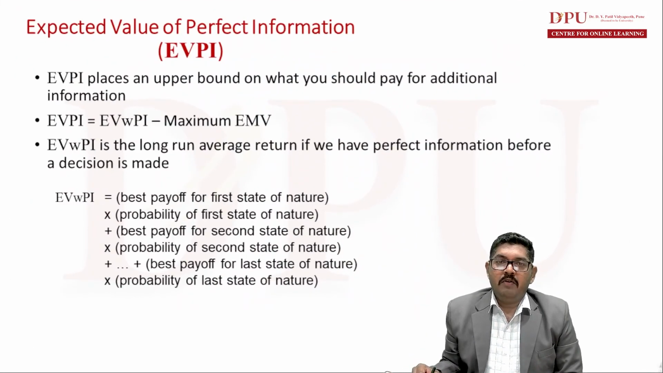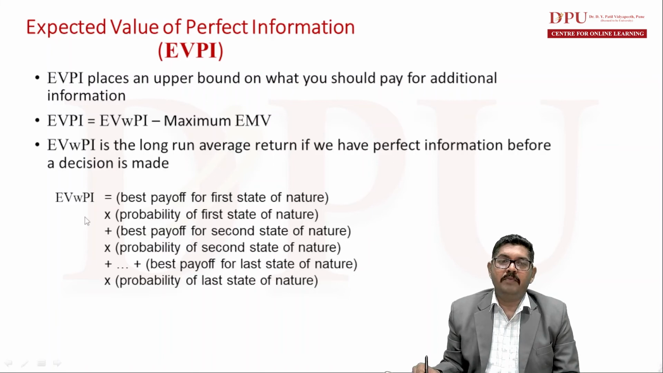Then expected value of perfect information. This is also a model under decision making under risk. EVPI places an upper bound on what you should pay for additional information. EVPI is equal to EVwPI minus maximum EMV. The maximum EMV we have calculated in the previous case.